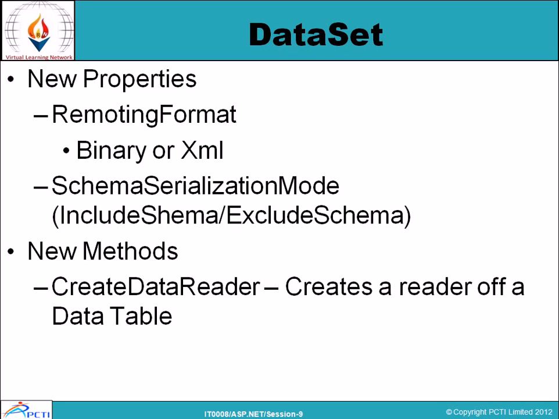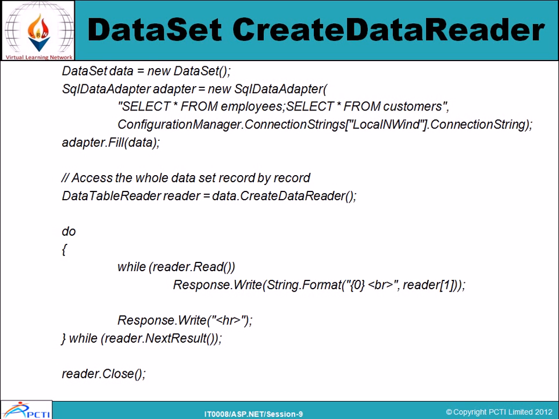Next class that we are going to cover, which is considered as a new feature in ADO.NET, is the DataSet. It supports new properties in the form of RemotingFormat. It means now we are moving from the binary data format, or it is also available in the XML format. SchemaSerializationMode is there. It includes schema and excludes schema also. A new method supports the data reader, which creates a reader of a data table: DataSet.CreateDataReader.